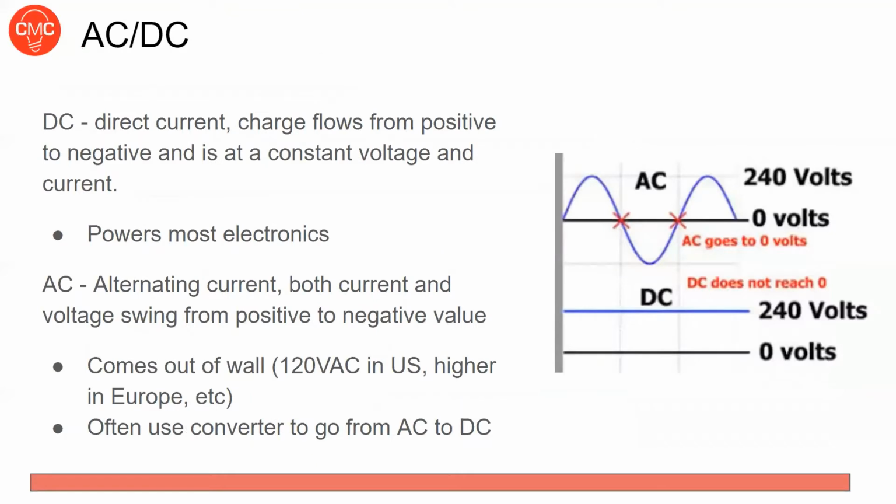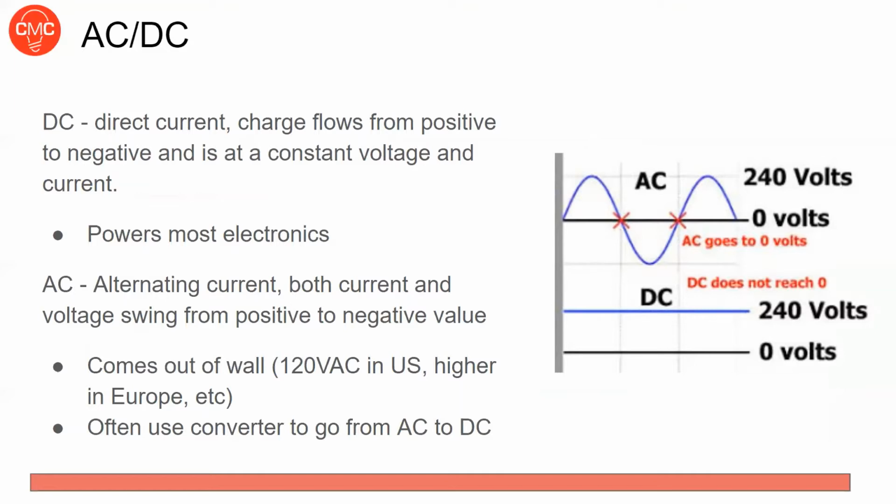Okay, so AC versus DC power. DC is what you've probably worked with if you've done any kind of beginner electronics. You have 5 volts to a microcontroller or 24 volts to a motor. That's usually referring to the DC voltage to something. You would never power something like that off of AC.